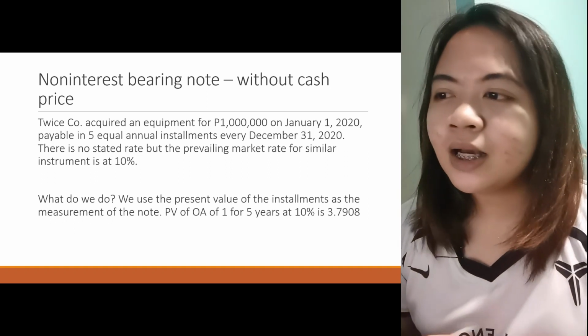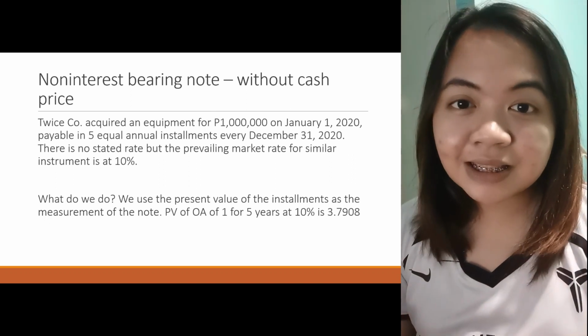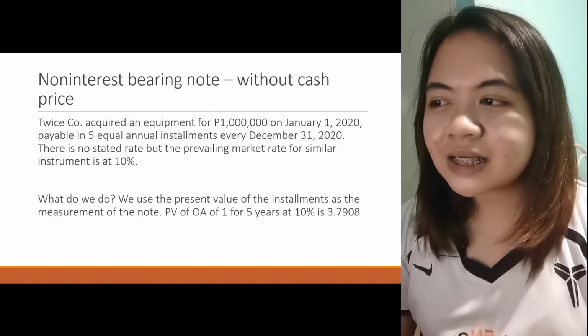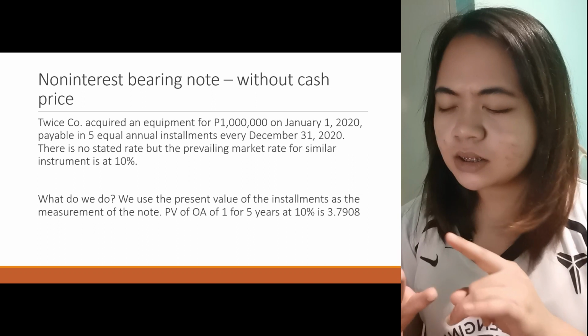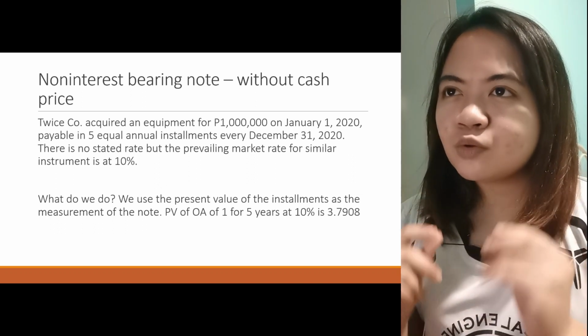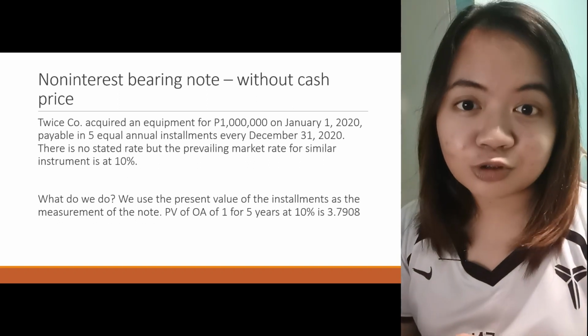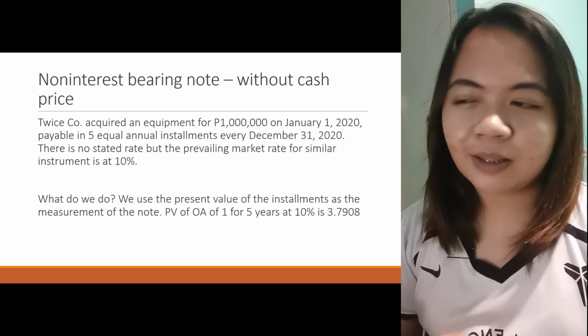So, what do we do? The measurement is actually the present value of the installments. Kasi installment payment siya eh. Installments as the measurement of the note. Bakit? Kasi yung present value, the measurement daw is the present value of future cash outflow sa pagbabayad mo ng notes payable. So, yan yon, the installment payments.